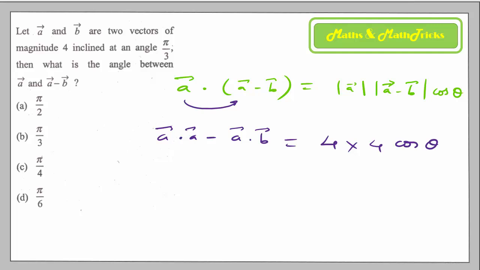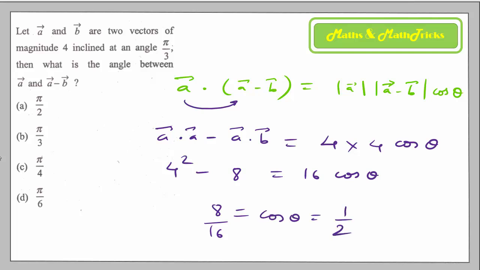What about LHS? What is A dot A? Magnitude A square only, because cos of 0 is 1. So it is 4 square. A dot B already we calculated 8, right? This is equal to 16 cos theta. So 16 minus 8, we have 8. 8 divided by 16 equal to cos theta, giving us the value 1 by 2, which implies that theta has to be pi by 3. And hence the answer for this particular question is option B.